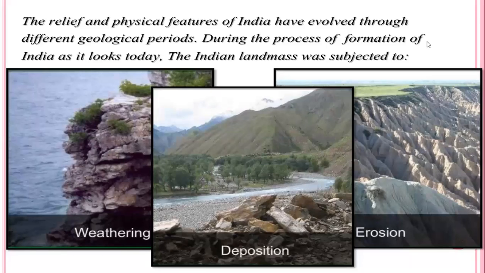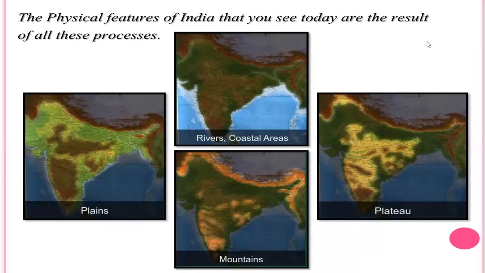The relief and physical features of India have evolved with different geological periods. During the process of formation of India, the way India looks today, the Indian landmass was subjected to weathering, deposition, and erosion. The physical features of India that you see today are the result of all these processes.